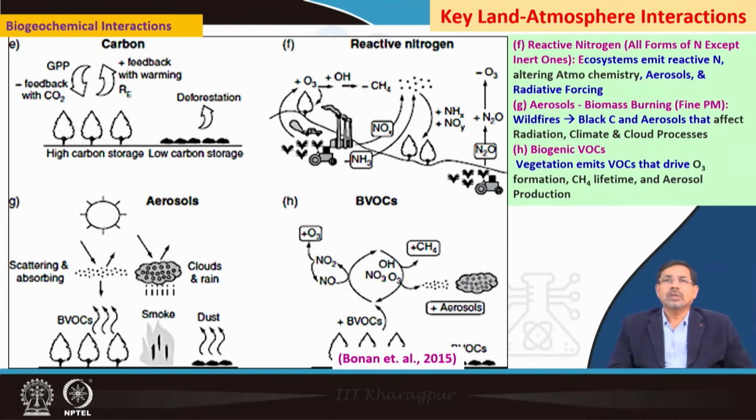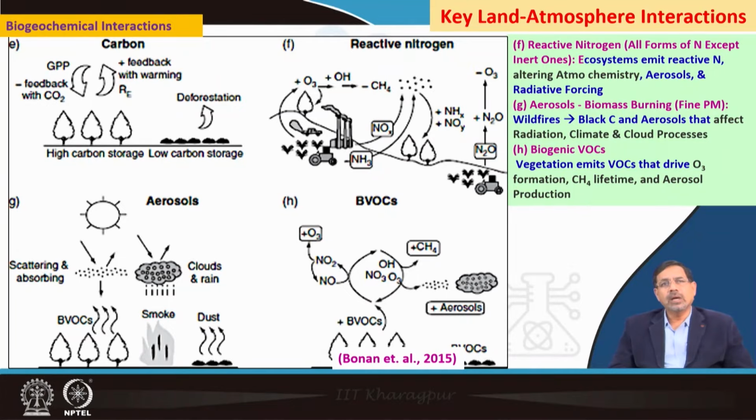Then coming to the upper right is the reactive nitrogen. All forms of nitrogen except the inert ones we usually define as the reactive nitrogens. And the ecosystems emit reactive nitrogen, altering the atmospheric chemistry, aerosols, and the radiative forcing.